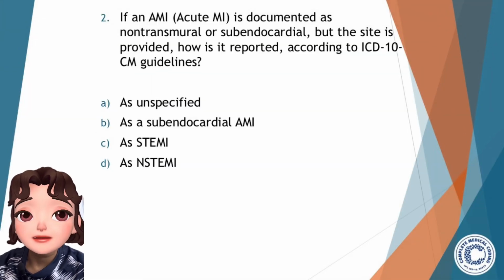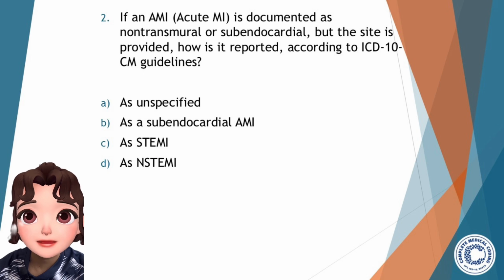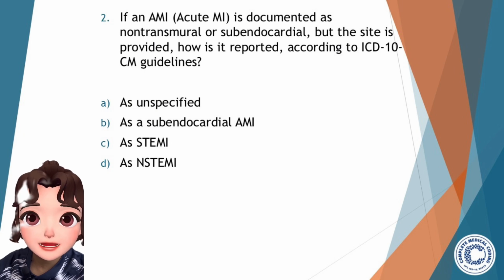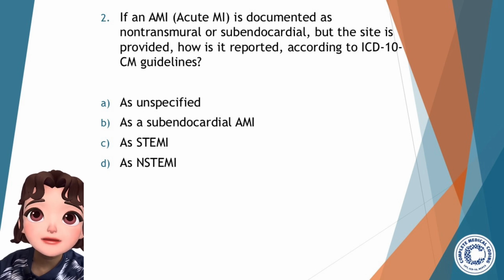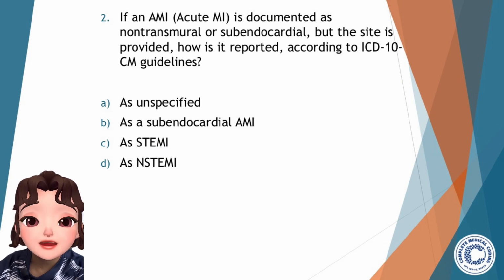Now, second question. AMI is the short form of acute MI, acute myocardial infarction. Okay. If an AMI is documented as non-transmural or subendocardial, but the site is provided, how is it reported according to ICD-10-CM guidelines? Okay. If an acute MI is documented as subendocardial or non-transmural, but the site is already mentioned, then how is it reported?